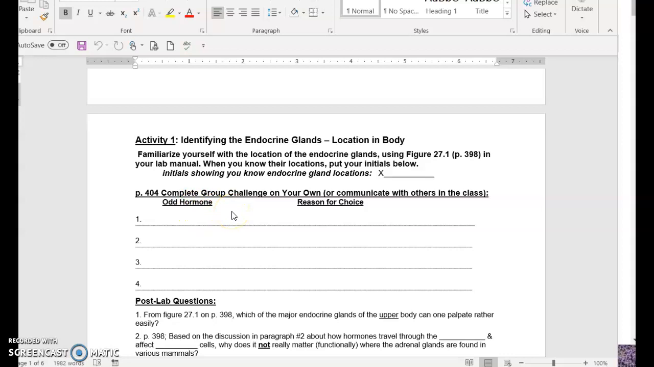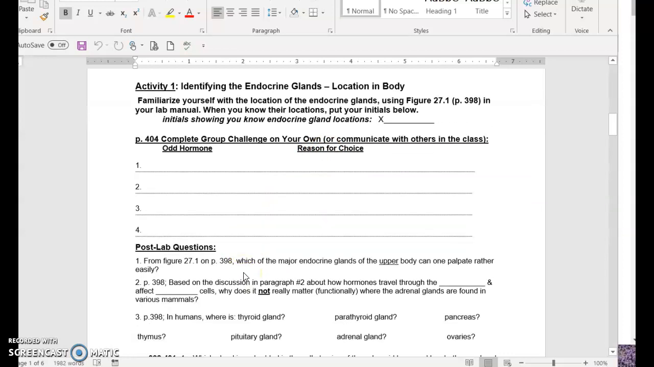If you ever watched Sesame Street and they said one of these things is not like the other, that's the game you're playing here. Which hormone is not really like the other ones, either because of location or structure or gland or for some other reason. And any logical reason will get you the points for that.